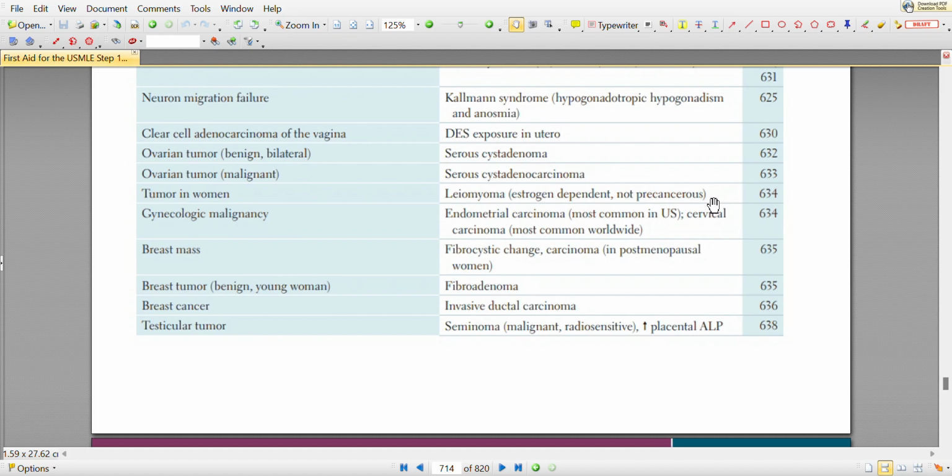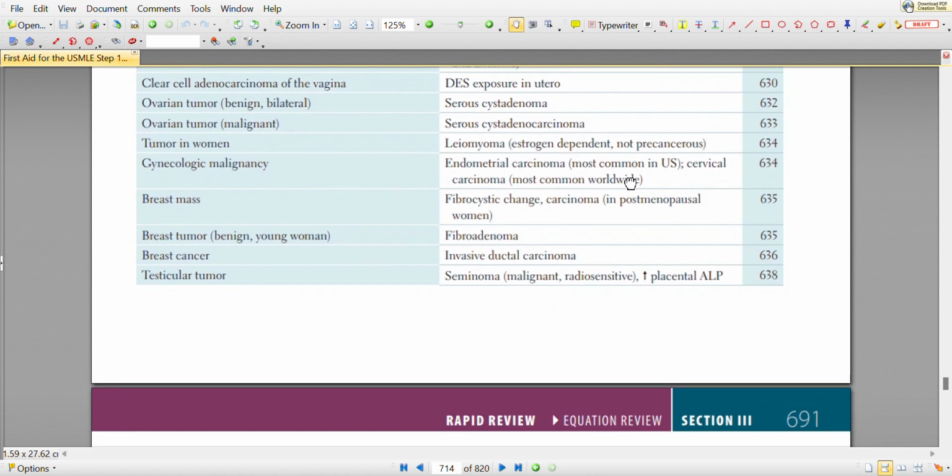Tumor in women: leiomyoma, estrogen dependent and not precancerous. Gynecologic malignancy: endometrial carcinoma, most common in the US. Cervical carcinoma, most common worldwide. Breast mass is commonly associated with fibrocystic change, or carcinoma in postmenopausal women.